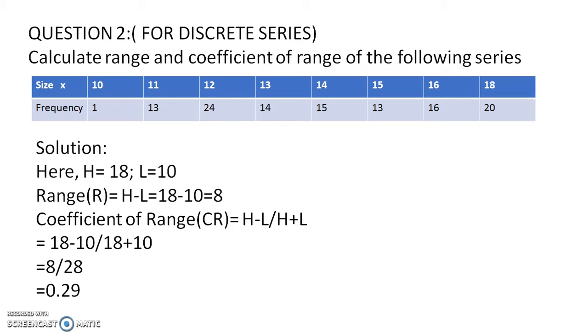The second question is from a discrete series, where we have x value and frequency, but there is no class interval. For this, the frequency of the series is not taken into account. This is most important. We have to find the range from x. Now what is range? Highest minus lowest. Highest is 18 and lowest is 10. 18 minus 10 is 8. And coefficient of range is highest minus lowest upon highest plus lowest, that is 18 minus 10 upon 18 plus 10, and the answer is 0.29.